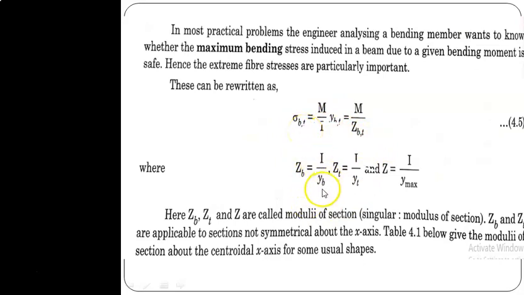Zb is nothing but I divided by yb. Zt is equal to I divided by yt, and Z is equal to I by y max. So this is how we can find the section modulus in this case.